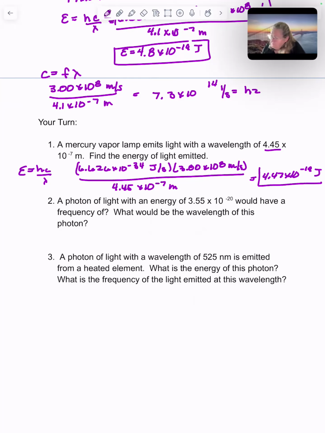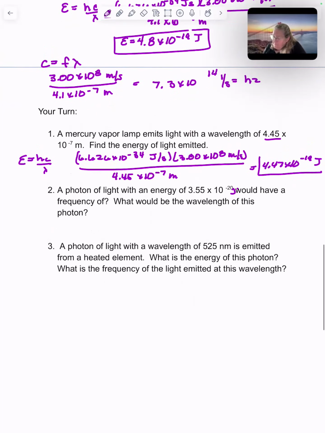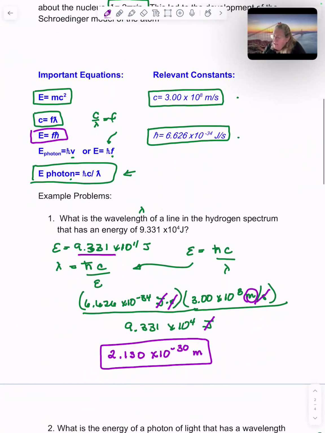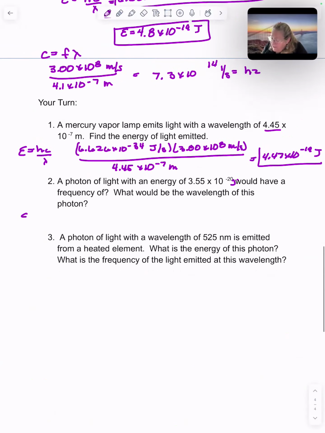A photon of light carries an energy of 3.55 times 10 to the minus 20 joules. Sorry, I should put the unit joule in there. What would be the frequency and the wavelength of the photon? Well, if we know its energy, we can go back to our equations. Energy is Planck's constant times frequency. I'm going to use the nu here. That means that frequency is energy divided by Planck's constant.